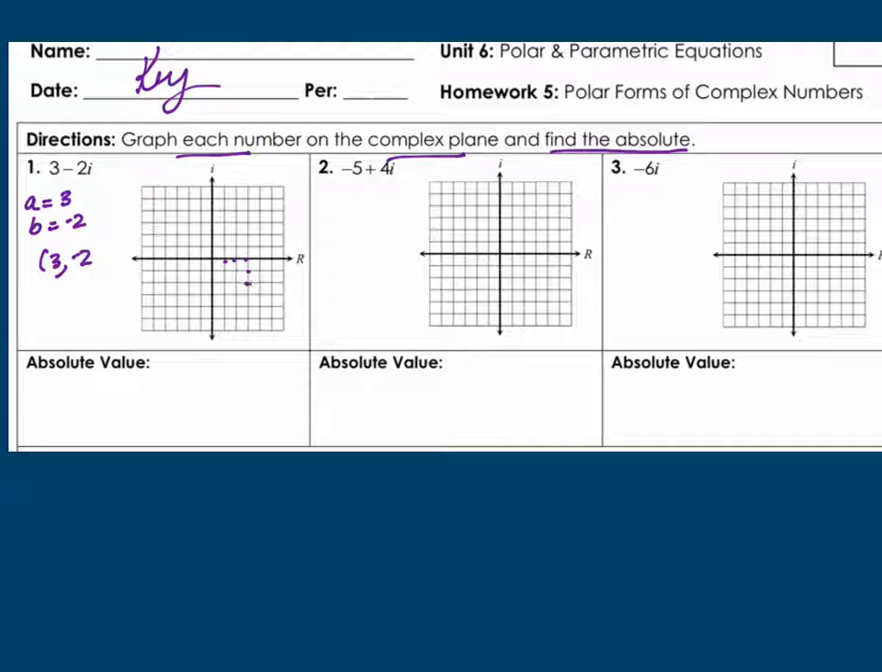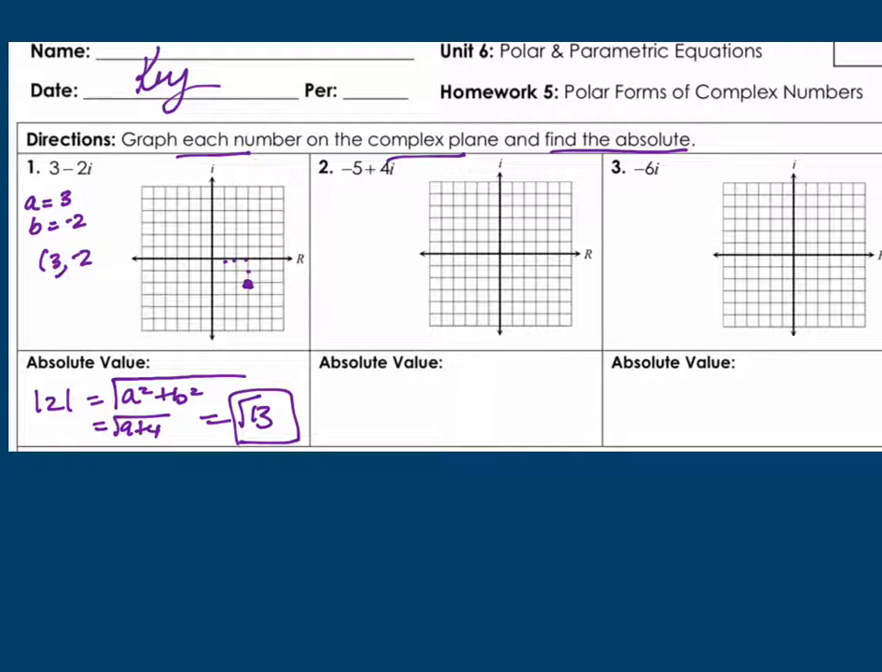And then that would be this point right here. And the absolute value is the square root of a squared plus b squared, which is the square root of 9 plus 4, or the square root of 13. So there's the absolute value of that complex number.